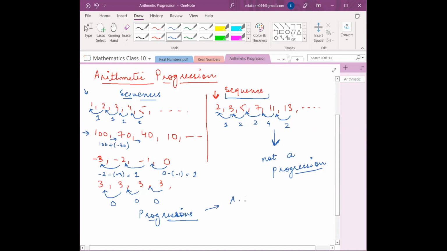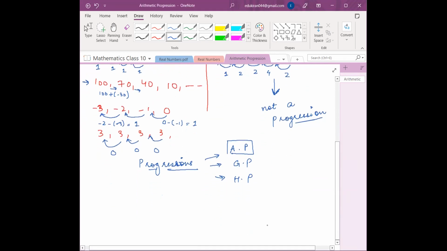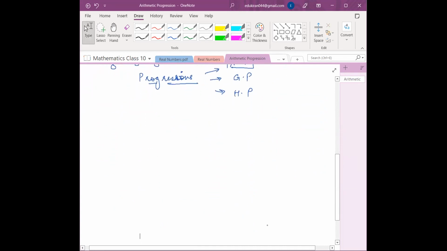It can be an arithmetic progression, a geometric progression, or a harmonic progression. Geometric and harmonic, you will study in your higher classes. Right now you have to know what an arithmetic progression is. So progression you understand now, right? Okay. Now what is an arithmetic progression?